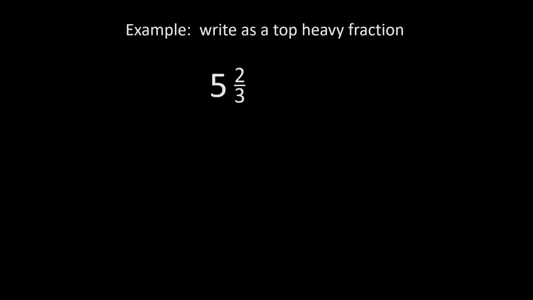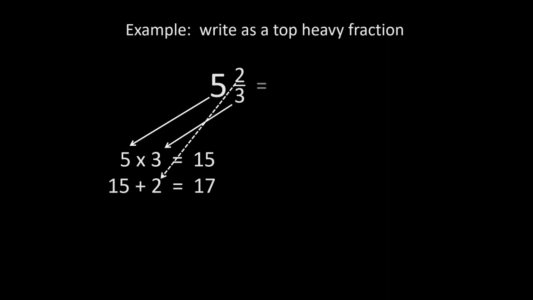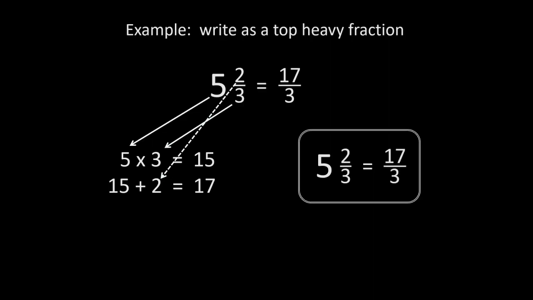Let's try another one. 5 and 2/3. Now we want to know how many thirds in 5 wholes. So we get the 5 times by the 3. So 5 wholes is 15 thirds, but we've got an extra 2 thirds. So that's 17 thirds. So as a top-heavy fraction, that is 17 thirds.